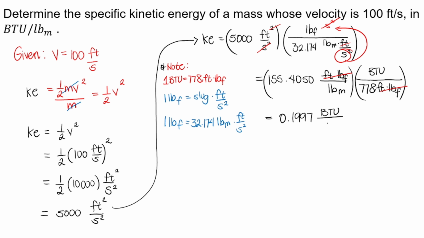Pag magaling ka sa conversion at sa ulo mo lahat ng mga necessary conversions, unit conversions, hindi ka maliligaw sa thermodynamics. So, our final answer would be the specific kinetic energy required is 0.1997 BTU per pound mass. This is the final answer for this problem.